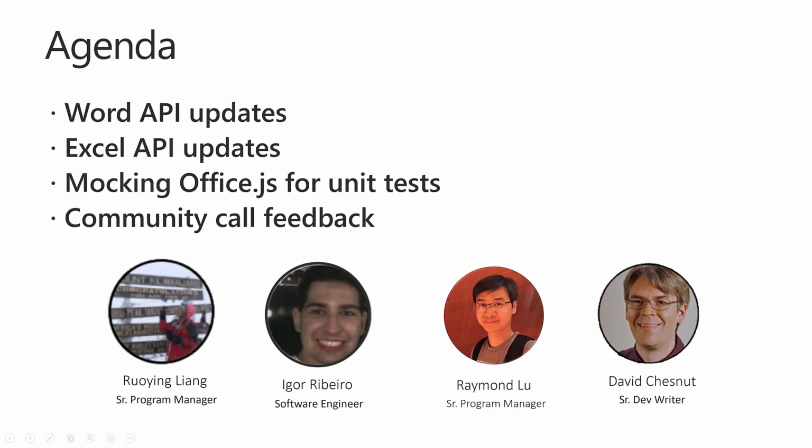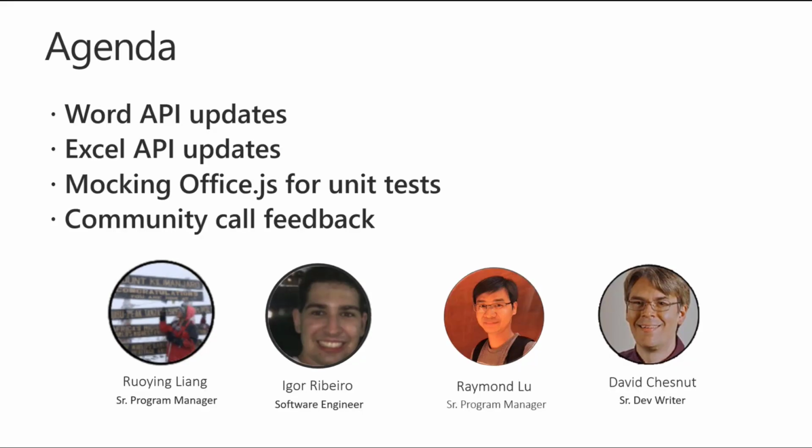Go ahead and take a look at the agenda for today. Joining us today is Roying Liang, who's going to be sharing some Word API updates. Also, Raymond Liu is going to be sharing some Excel API updates. And then Igor Ribeiro is joining us to talk about mocking Office.js for unit tests. And then I'll be doing a little bit of discussion around your thoughts and feedback on the community call itself.